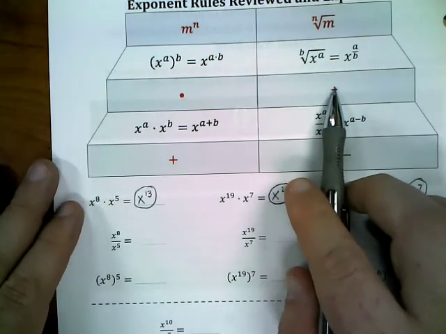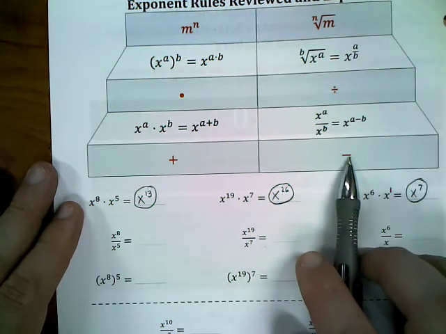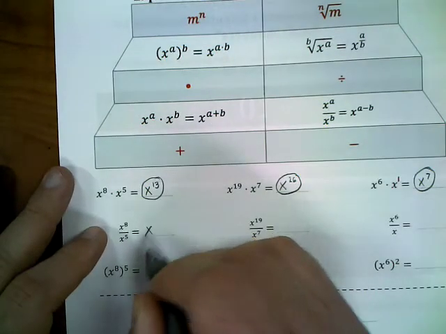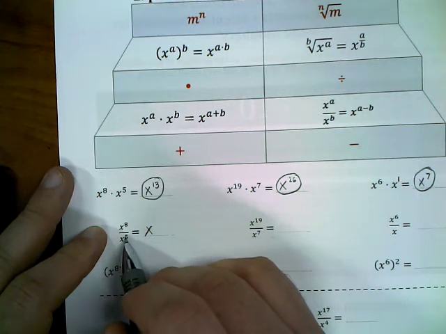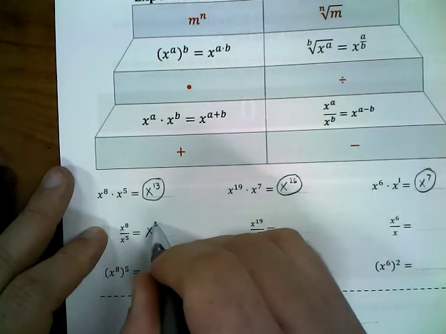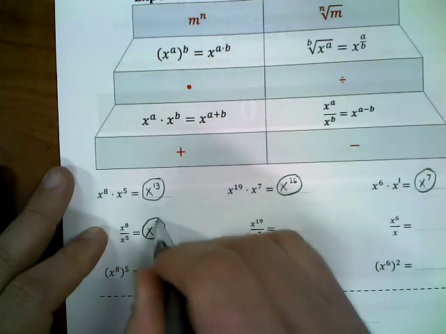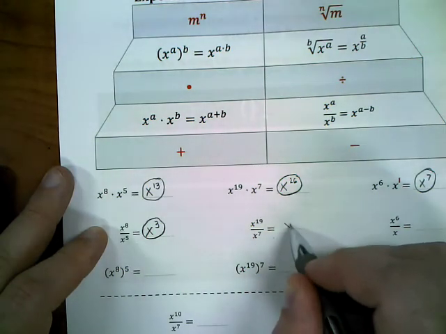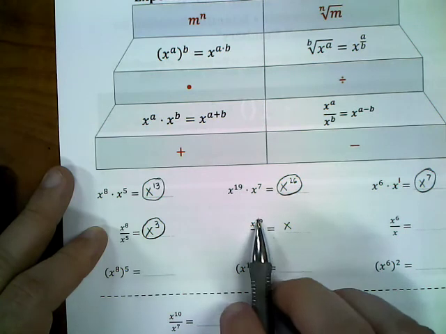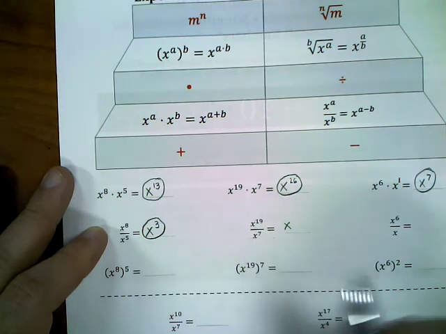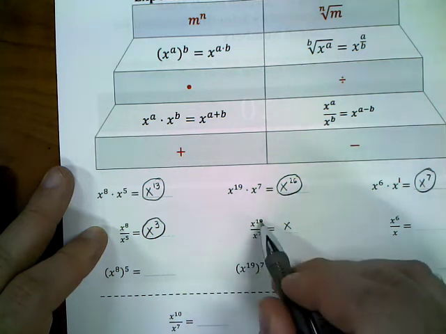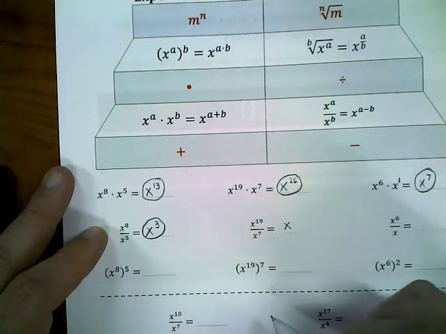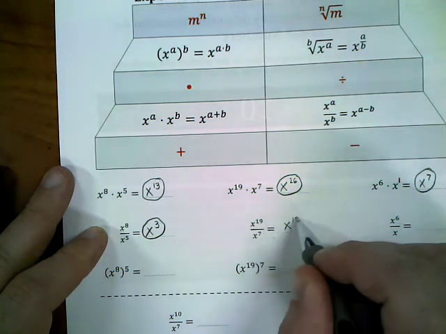Dividing powers results in subtracting the exponents. So x to the 8th power over x to the 5th power will be x to the power of 8 minus 5. Well, 8 minus 5 is 3. Over here, x to the 19th power divided by x to the 7th power will become x to the 19 minus 7 power. Well, 19 minus 7 is 12.